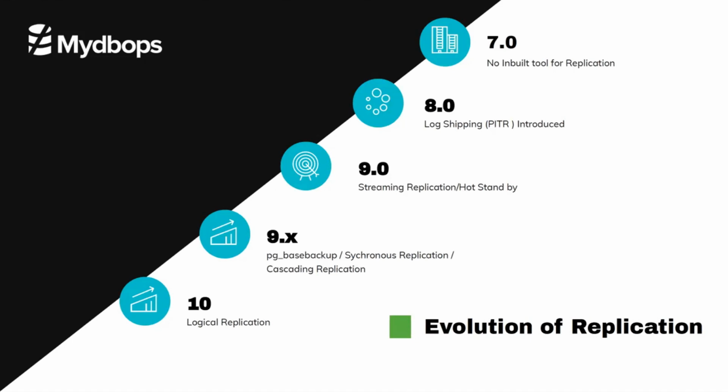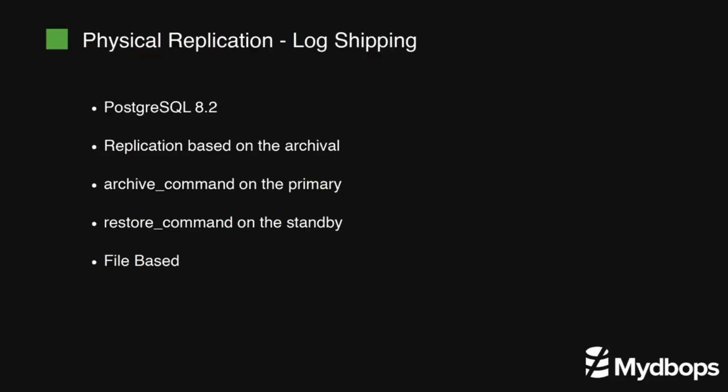And in 10, a concept called logical replication evolved. After that, there were not many major changes, but a lot of enhancements were made for logical and streaming replication in 11, 12, 13. For example, in 13, logical replication started to support partition tables as well. Now let's get into detail of the available things in PostgreSQL.